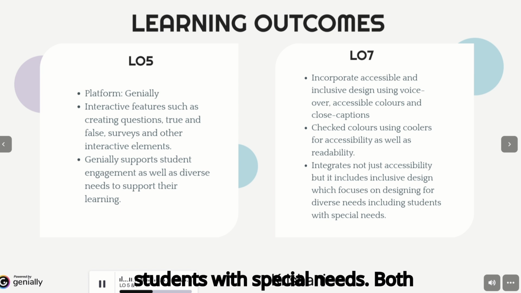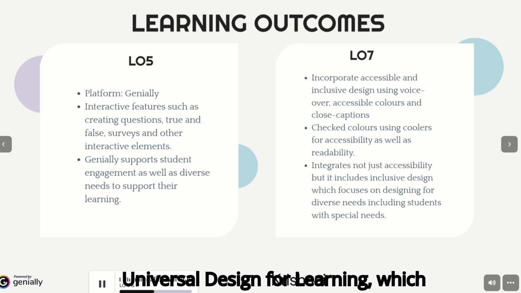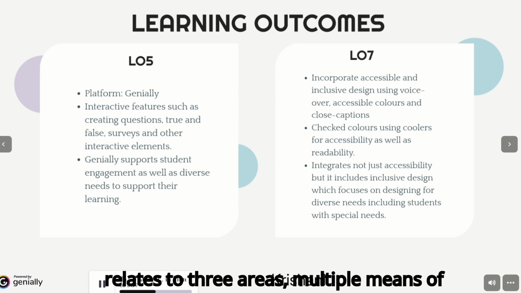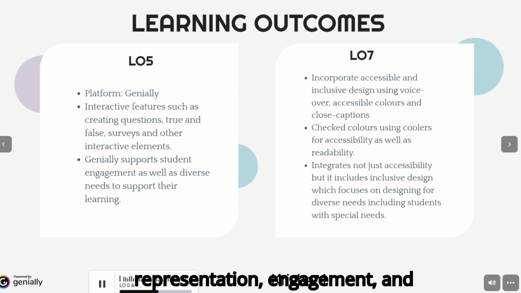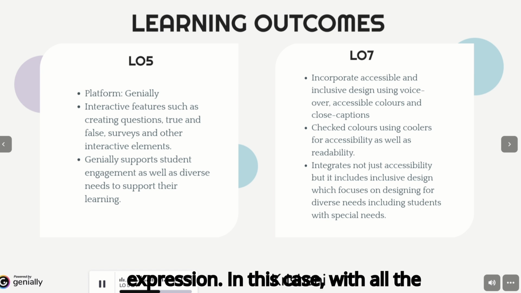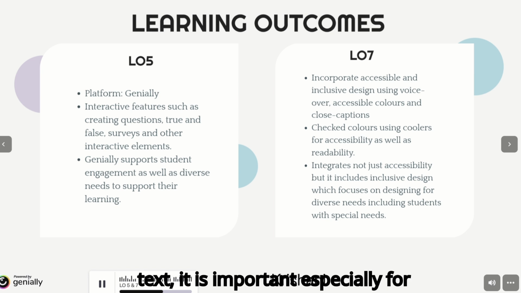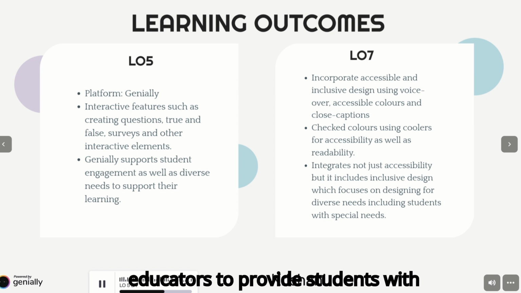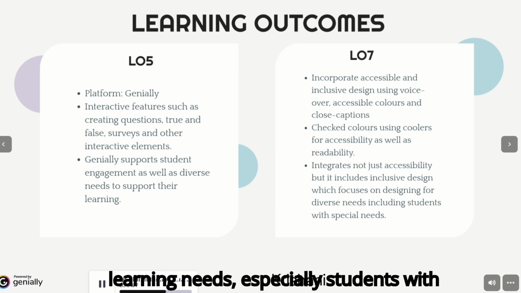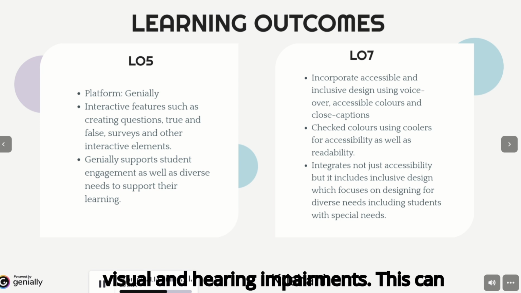special needs. Both learning outcomes align with the Universal Design for Learning, which relates to three areas: multiple means of representation, engagement, and expression. In this case, with all the elements such as auditory, visual, and text, it is important, especially for educators, to provide students with learning needs, especially students with visual and hearing impairments.